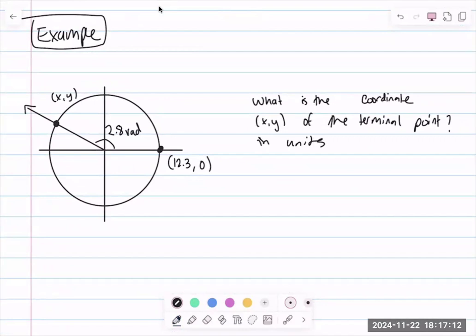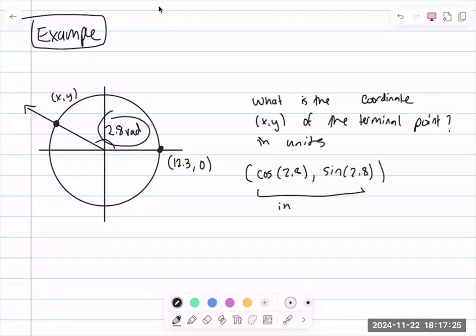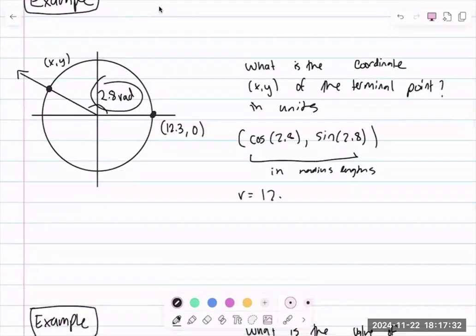Well, in radius lengths, it's going to be given by cosine of our angle, which is 2.8, comma sine of 2.8. And this is in radius lengths. Well, what is my radius length? My radius length is 12.3. So my point is going to land at 12.3 cosine of 2.8 and 12.3 sine of 2.8, right? We stretch it out by that radius factor.